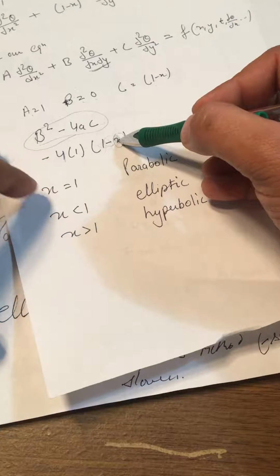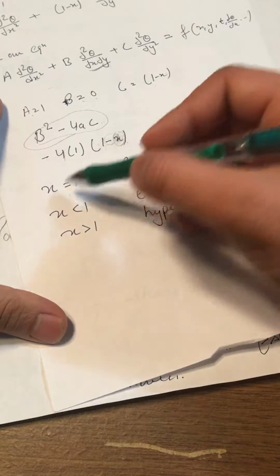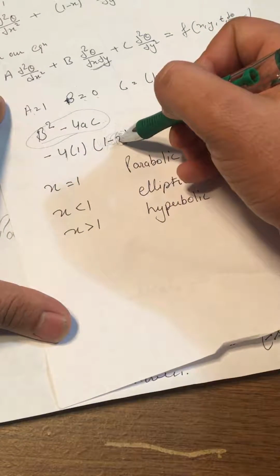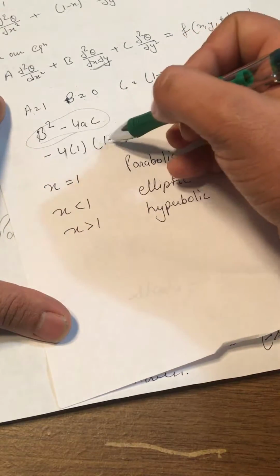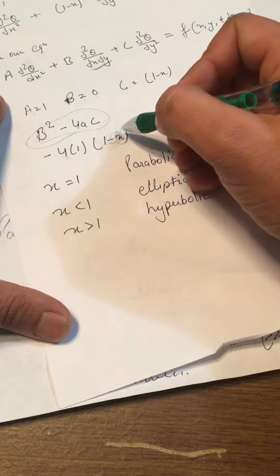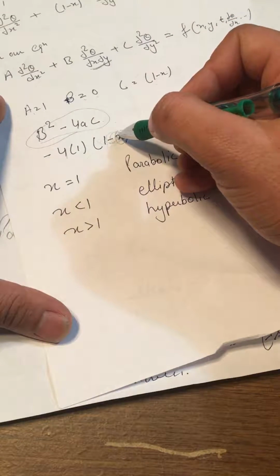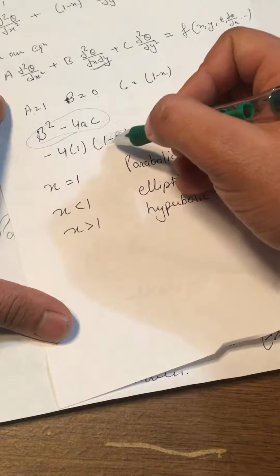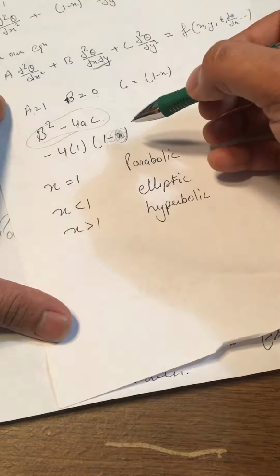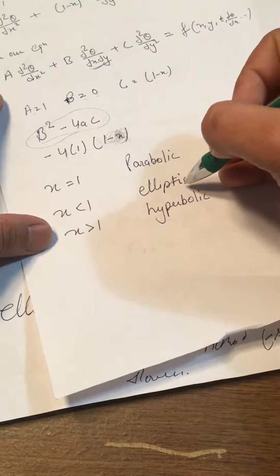Here, we can use anything for x. So if we use the value of x as 1, then this term is going to be 0 and the whole term becomes 0, so it's going to be a parabolic equation. If we use a value of x less than 1, so if we use 0 or maybe minus 1, then this term is going to be less than 0, then it becomes elliptical.